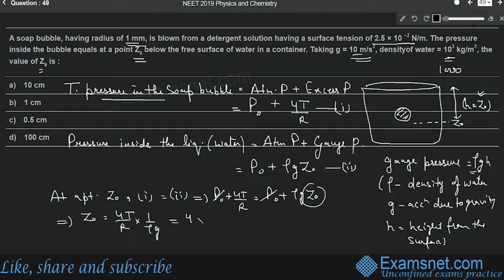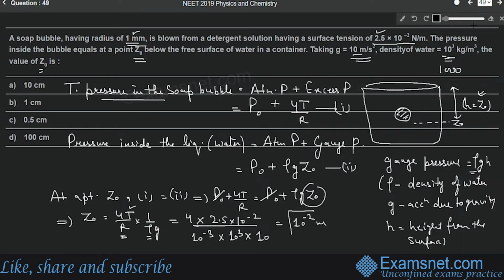4T, that means 4 into T, where T is the surface tension, is given as 2.5 into 10 to the power minus 2, divided by R, the radius, which is given as 1 millimeter, that means 10 to the power minus 3 meter. Rho is the density, given as 10 to the power 3, and G is the acceleration due to gravity, given as 10. So in solving this, we'll get 10 to the power minus 2 meter.